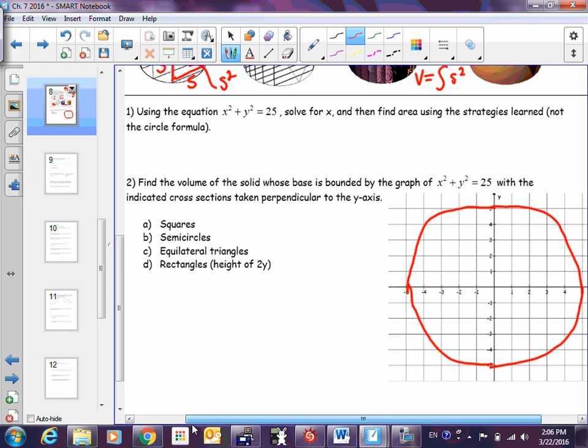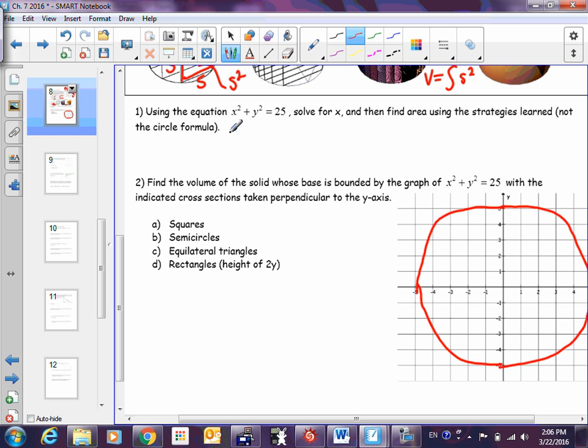Now, this tells us to actually use the strategies learned in 7.1. So it says solve for x. Now, if you get x by itself, which variable are we leaning towards? Yeah, because they will be in terms of y. So 25 minus y squared, and actually we would get x equals plus or minus the square root of 25 minus y squared, which does not simplify to 5 minus y. It does not simplify. We can go over another day why, but it doesn't.